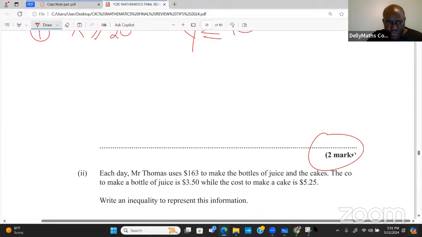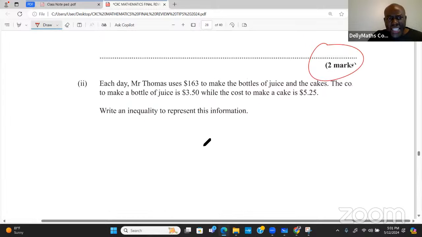Let us now jump on the other question. It says each day, Mr. Thomas used $163 to make the bottles of juice and the cakes. I think this is a cost. The cost to make a bottle of juice is $3.50, so juice is X, and the cost to make a cake is $5.25. Write an inequality to represent this information. In other words, you're supposed to make some juice, make some cake, and you only have $163. So obviously you could spend up to $163 or less.